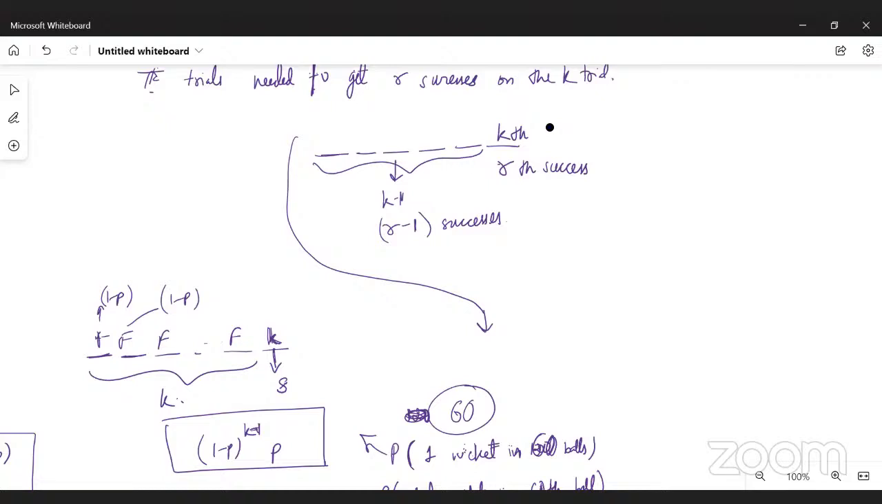It's k minus 1 C R minus 1, into 1 minus P to the power K minus R, into P to the power R. Okay, one by one. Can you repeat again, Aditya? Yes, ma'am. K minus 1 C R minus 1, P to the power R minus 1, into 1 minus P to the power K minus R, into P to the power R. Okay. So can you tell me how did you get this expression?